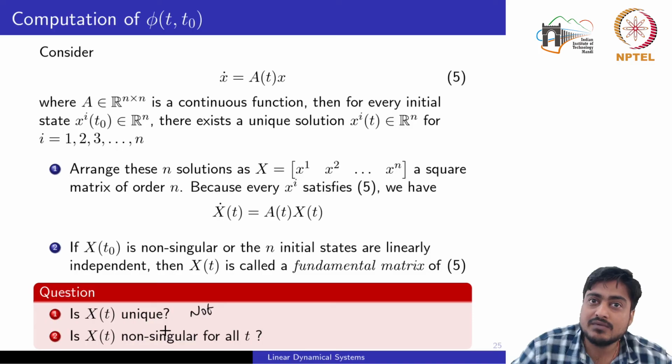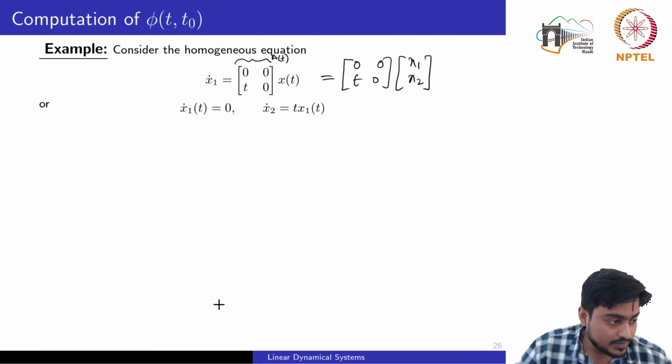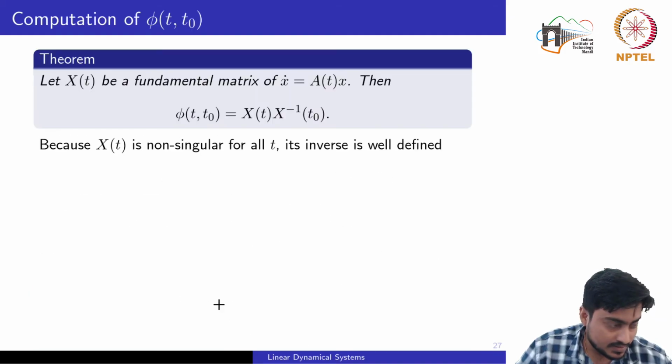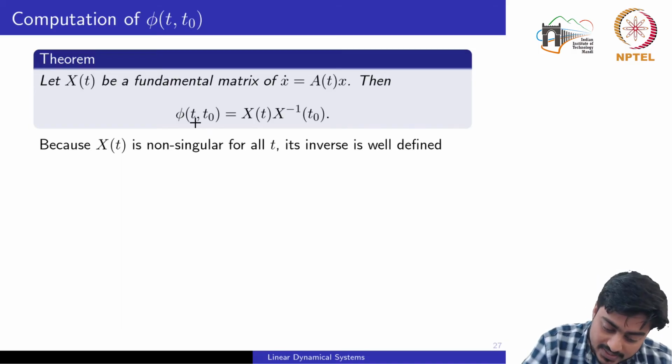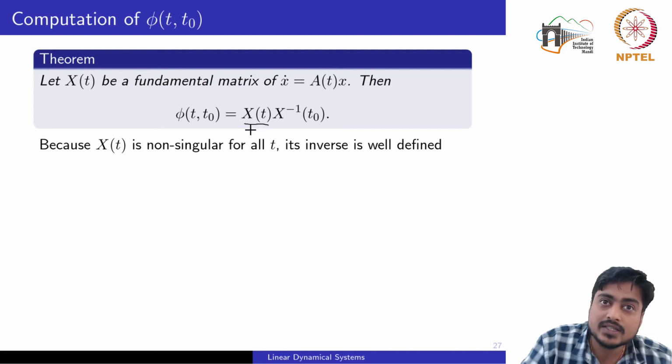For different initial conditions we would have different solutions, and if the initial conditions are linearly independent, then X(t), being the fundamental matrix, would not be unique, right? About the singularity, we will see this result in the next result, which says: let X(t) be a fundamental matrix of x dot is equal to A(t) times x. Then the state transition matrix is given by the multiplication of the fundamental matrix and the inverse of the fundamental matrix at time t equal to t naught.